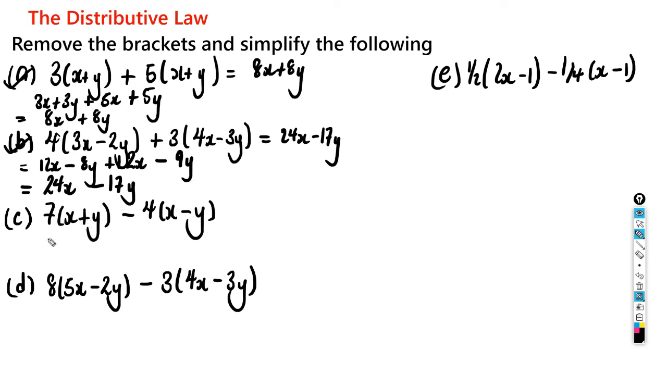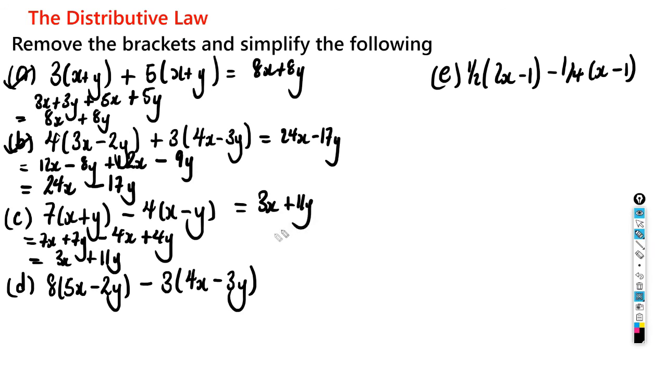So for this one now, we're going to get 7 times x, which is 7x, plus 7y, minus this negative 4 times 4x would give us minus 4x, and the negative 4 times y would give us a positive 4y. Cool. So we would actually end up with 7x minus 4x would give us 3x, and 7y plus 4y would give us plus 11y. So that's the answer. 3x plus 11y, right?